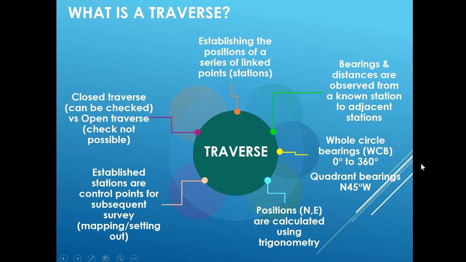Now what we have on the screen is basically to explain what traverse is and what it is used for. We could start with the first point here. At the top it says establishing the positions of a series of linked points. So the keyword there is linked, which means that the points that we are establishing are linked with one another.